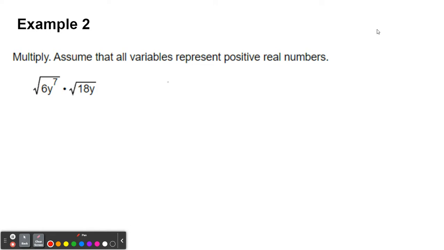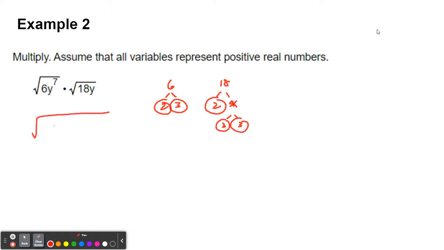So over here, I have my 6. How does 6 break down? Well, 6 is 2 and 3, and that's it. And then I have 18. How does 18 break down? Well, 2 goes into 18 9 times. 9 is not prime. 3 times 3 makes 9. So here are my 1, 2, 3, 4, 5 prime numbers that will make 6 times 18. So inside my square root, I have 2 and 2, and then I have 3 3's.